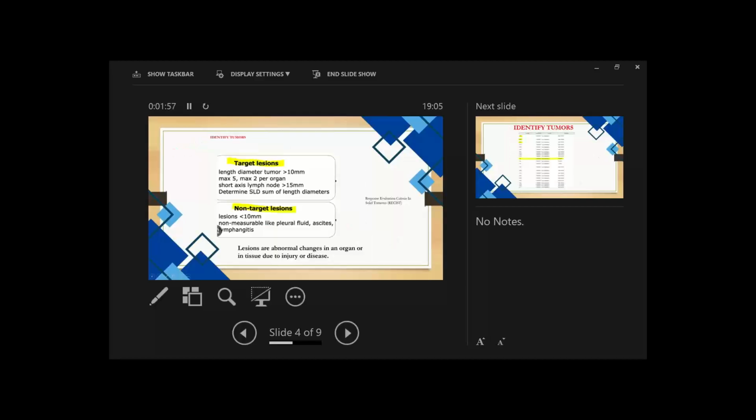Based on this, tumors are of 2 types, already discussed in the previous class: target lesions and non-target lesions. Those which are measurable are target, and those which are non-measurable we mainly call non-target lesions. The non-target lesions are less than 10 mm in size and target lesions greater than 10 mm in size. Some of the lesions we are not able to measure, and those also come under non-target lesions.